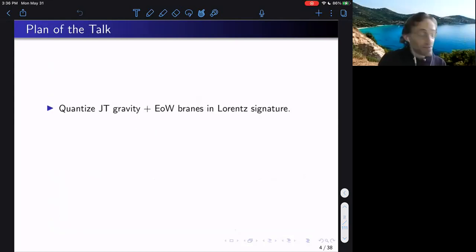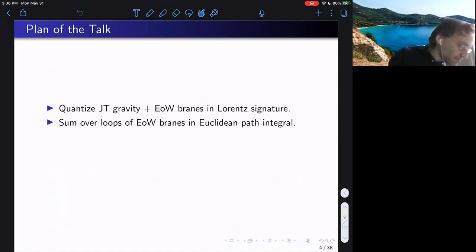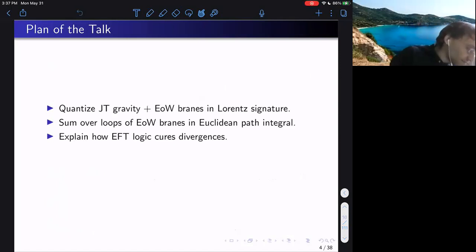With this motivation out of the way, here's the plan for the talk. First, I'm going to quantize JT gravity with end-of-the-world branes in Lorentzian signature. That will just introduce the basic physics of these branes. Then I'll use that to explain how we would sum over loops of end-of-the-world branes in the Euclidean path integral. And then I'll point out where the divergences arise and show how some standard effective field theory logic can cure these divergences.